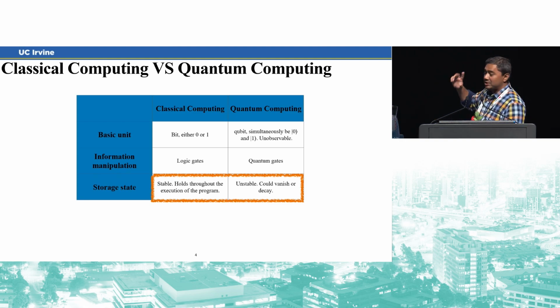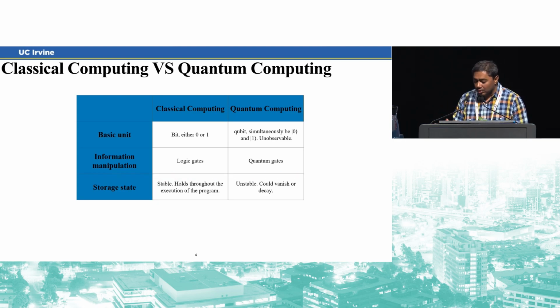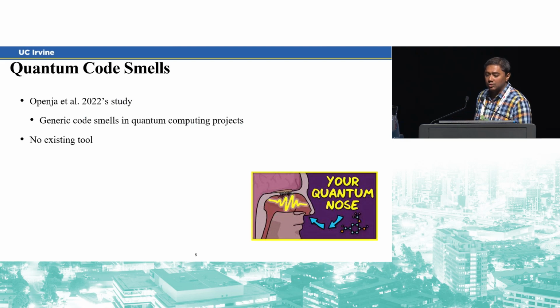And the next one, which is more important for our purposes, is that in regular programming, whenever we store a value, we can assume that it's going to be there until the execution ends. But that may not be true in quantum because the value could decay or it could even vanish. So it's more unstable compared to regular programming.